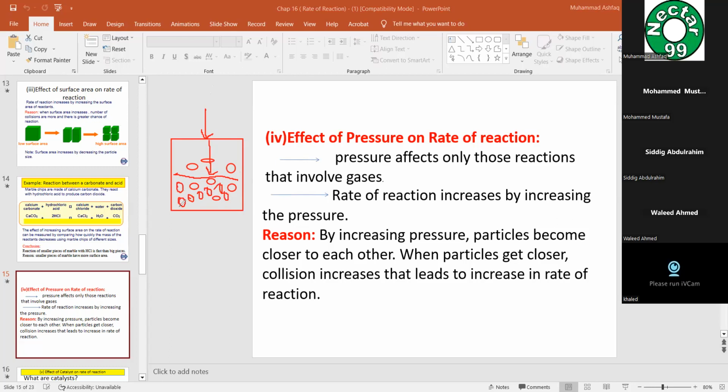They again come closer and closer to each other. Or in other words, you just reduce their volume, their space. Then what happens? By increasing pressure, my dear students, particles become closer to each other. When particles get closer, collisions increase. That leads to an increase in the rate of reaction. Very simple, super easy, I know.